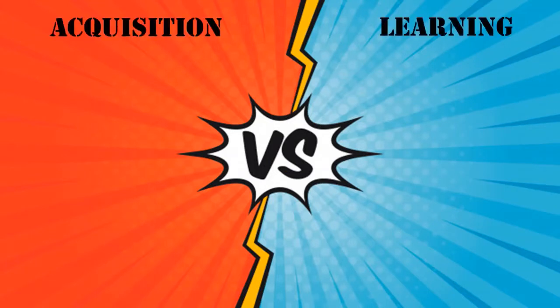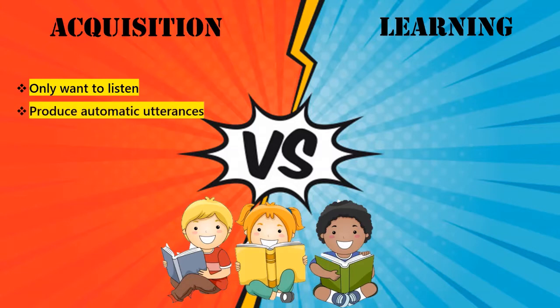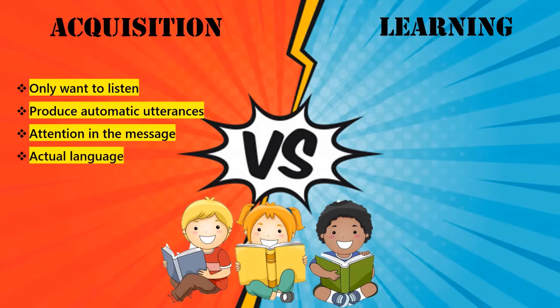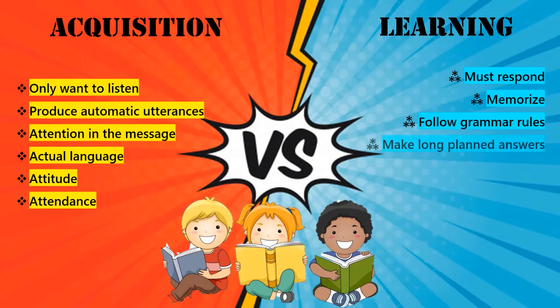Now let's analyze the student's point of view. In acquisition, they only want to listen and produce grammatical utterances, and they keep their attention on the message. Also, students acquire actual language, but something important is attitude and attendance because they are crucial for their development. Meanwhile, in learning, they must respond, memorize, and follow grammar rules and make long planned answers.